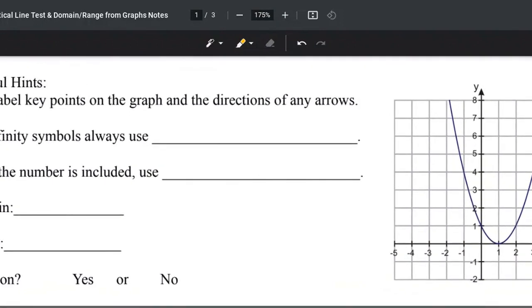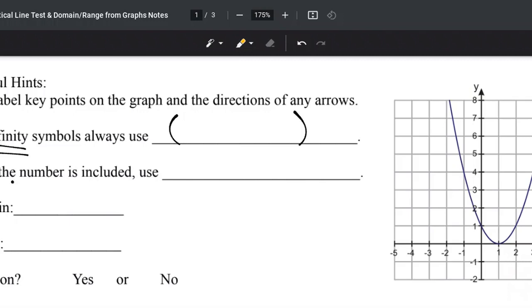Some things that can be really helpful are labeling the key points on the graph and any direction of arrows. If you don't have arrows, you can add them in, which I'll show you here in a moment. If we notice that the graph is going forever in one direction, either left, right, down, or up, then we can use infinity symbols. And anytime we use infinity symbols, we want to make sure we put parentheses by our infinity symbols. If the graph starts or stops at a certain point, then that means that we're going to include a number. And anytime you have a number in interval notation, you want to use a bracket by that number.